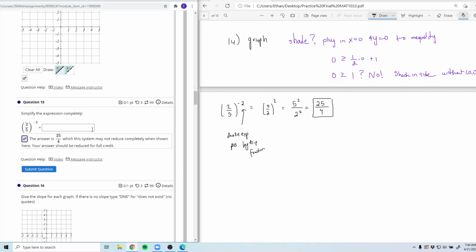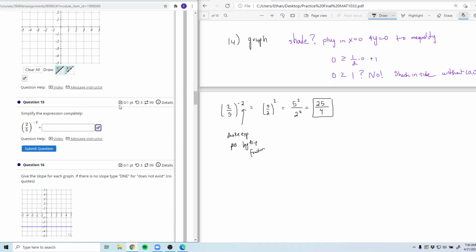Go ahead and click on it. It says the answer is 25 over 4, which this system may not reduce completely when shown here. So this is fully reduced 25 over 4.